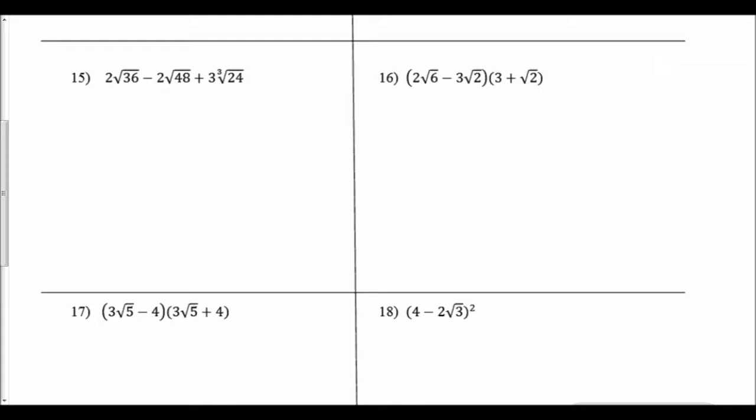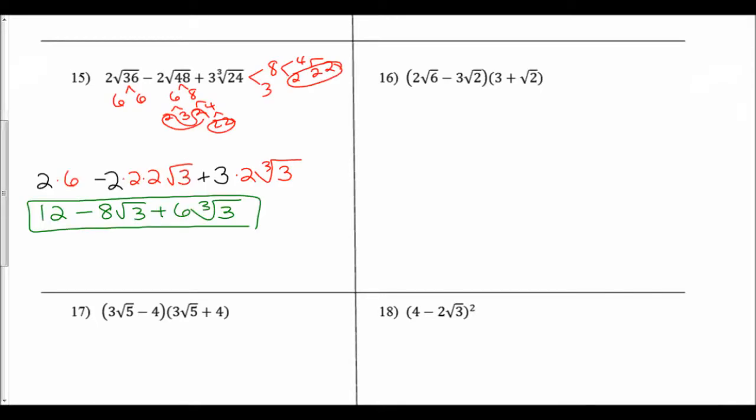Pause the video while you try number 15. Realize square roots and cube roots cannot be like terms. So in this one, we're going to simplify first and then see what we can put together. In my final answer for number 15, I have a 12, which has no radicals. I have minus 8 square roots of 3 and plus 6 cube roots of 3. Square roots of 3 and cube roots of 3 are not like radicals, so they cannot be combined.